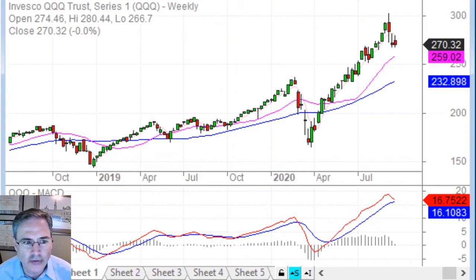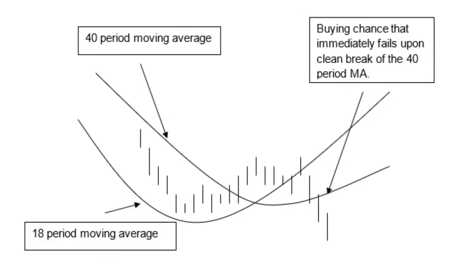I want to go down to the hourly, and first, before I do that, I want to show you something. So this is out of my book. This is one of the pages in my book. So this is a specific pattern. I'm showing the 18 and the 40 there. Obviously, with the arrows there, you can see which is which.